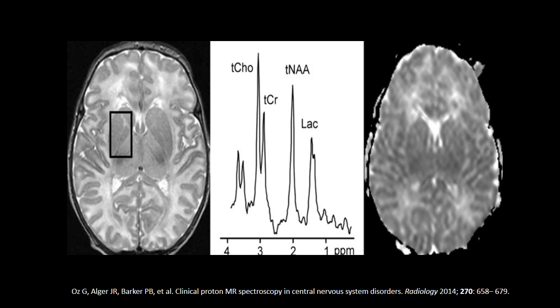This case of perinatal hypoxia was imaged at 12 hours after the birth. T2 weighted images and ADC maps do not show any abnormalities. However, the MR spectroscopy shows an elevated lactate peak, which denotes an already undergone hypoxic ischemic injury to the brain.